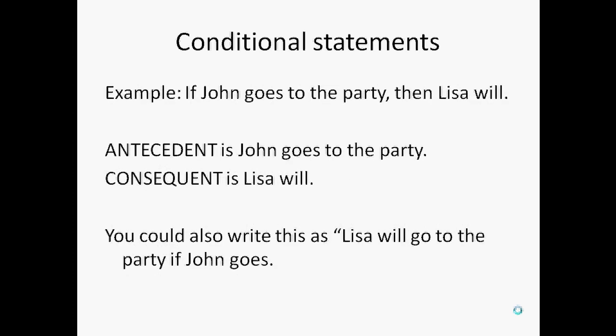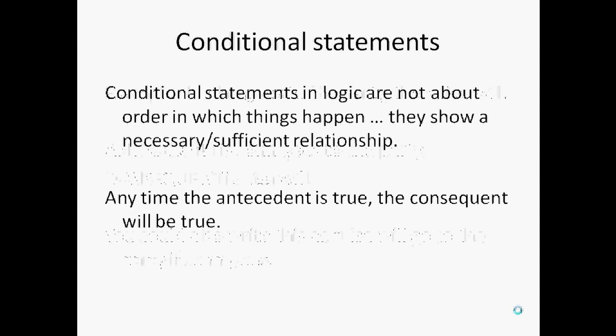Now, in a statement like, if John goes to the party, then Lisa will, the part that follows the if is John goes to the party. The then part is Lisa will. So that's the consequent. John goes to the party is the antecedent. You could also write this as Lisa will go to the party if John goes. The part that follows the if is John goes. So therefore, it's still the antecedent. And then the other part is essentially the then. It's the consequence of if John goes, then this is going to happen.